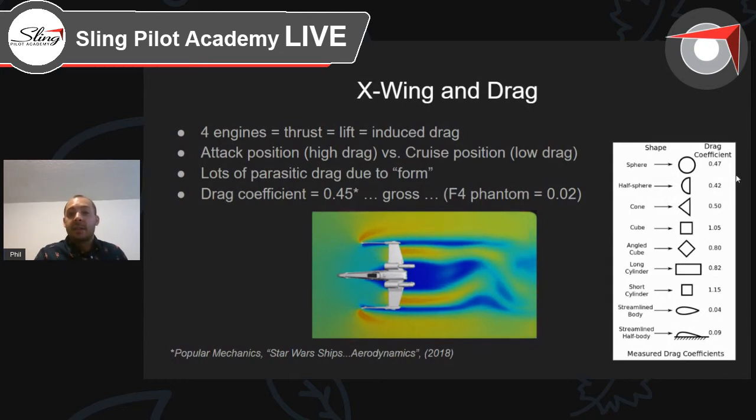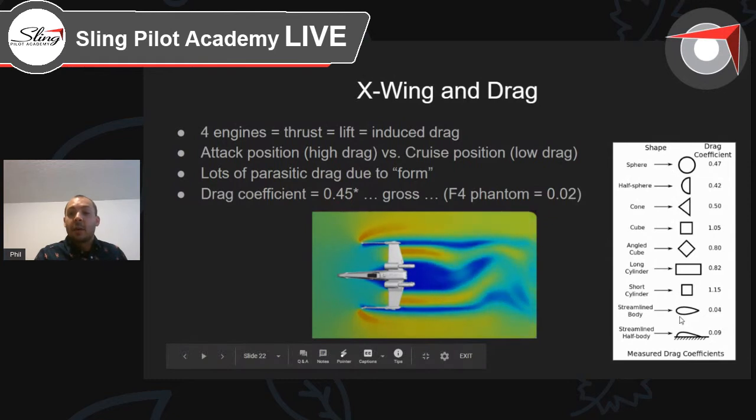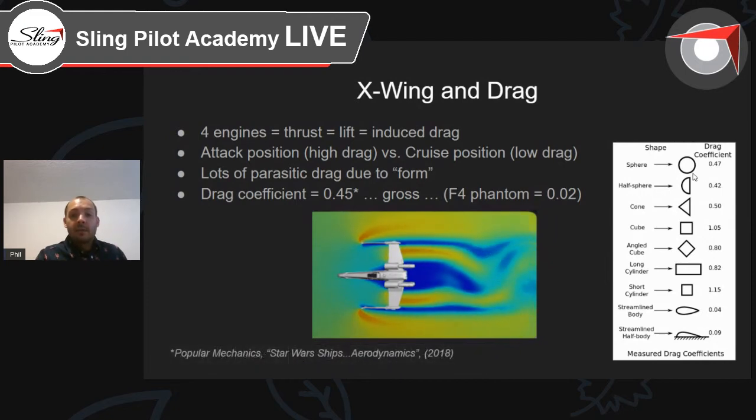As you can see here, just by comparison, the drag coefficients for some shapes going through the air, it's not terribly better than an actual ball. So that I thought was very cool, an actual thing published in Popular Mechanics.